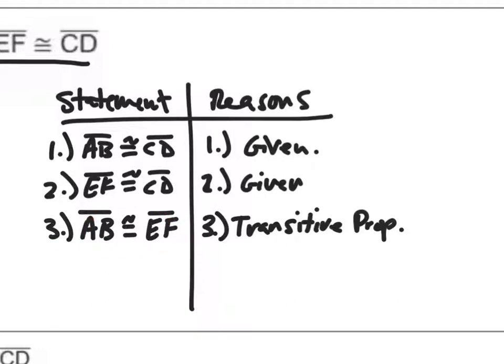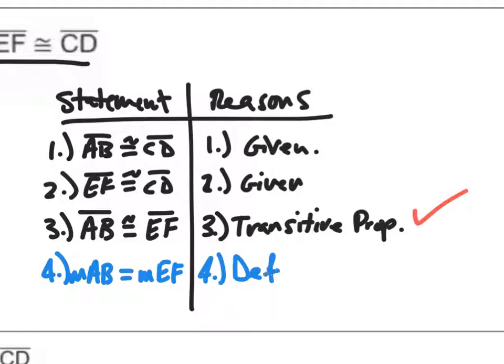Valid questions. And that's it. We're done. Wait, what about the fourth? Oh, fine. So the fourth statement, you could say that the measure of AB is equal to the measure of EF, and that's the definition of congruent segments.